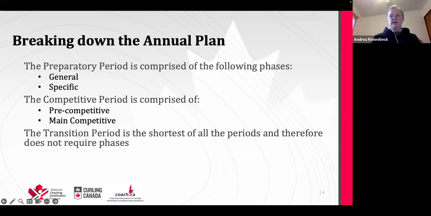So, breaking down the annual plan, in the preparatory period, there are two phases, the general phase and the specific phase. The competitive period is comprised of the pre-competitive period and the main competitive period. The transition period is the shortest and does not require phases.